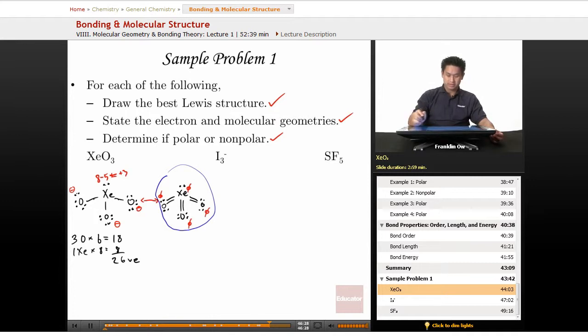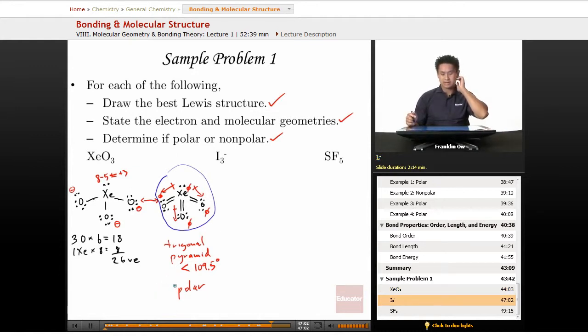Okay, next molecule. Oh, polarity. Okay, so oxygen is more electronegative than xenon. So I got 1 dipole that way, 1 that way, and I got 1 that way. This is a trigonal pyramid geometry with a 109.5 degree bond angle, less than that. So less than 109.5. And so when I think about this 3-dimensionally, these 3 arrows that we've just drawn do not cancel. And so this molecule is expected to be polar, everybody.